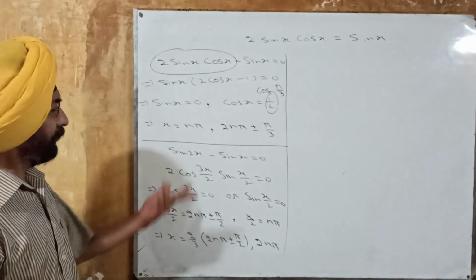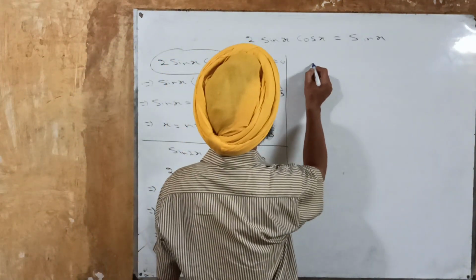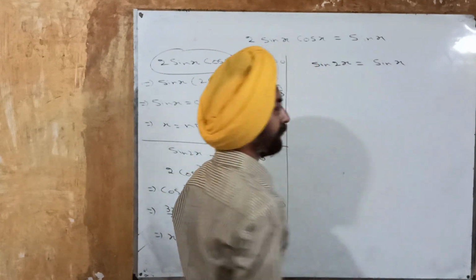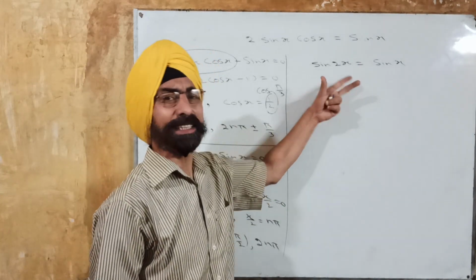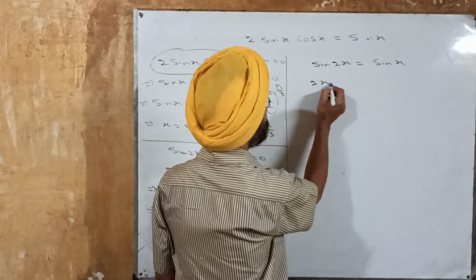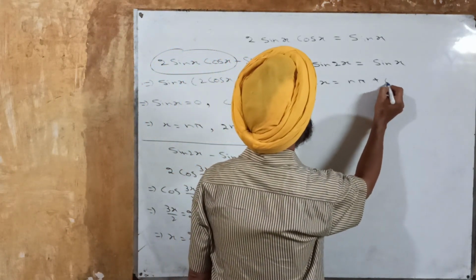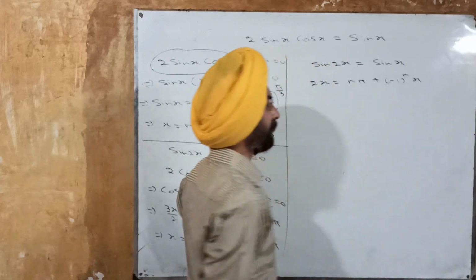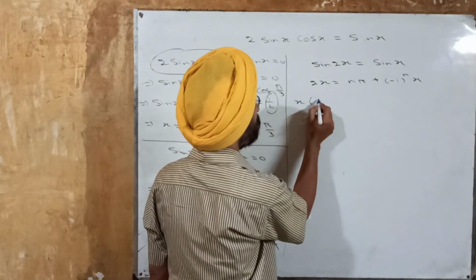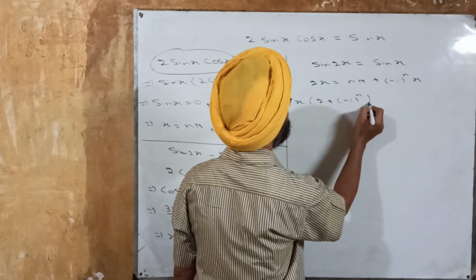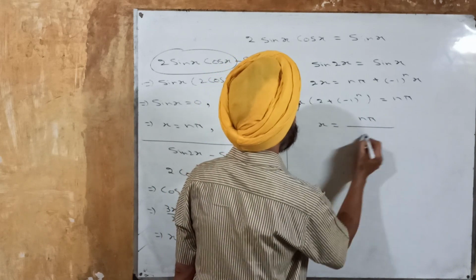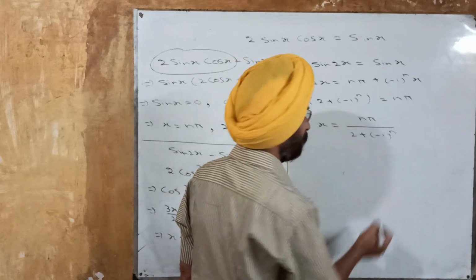Another way to solve this question is you can write it as sin 2x is equal to sin x. Now consider this equation itself as sin x is equal to sin alpha. So sin x is equal to sin alpha will give you 2x is equal to nπ + (-1)^n x. Now take this term to the left hand side, take x common, so you will get x(2 - (-1)^n) is equal to nπ, which will give you x is equal to nπ divided by (2 - (-1)^n). So it is another way.